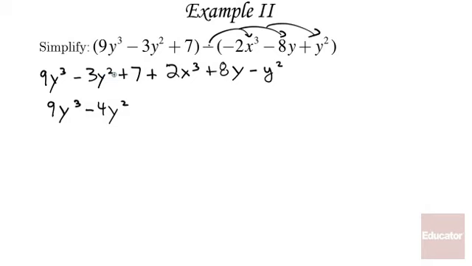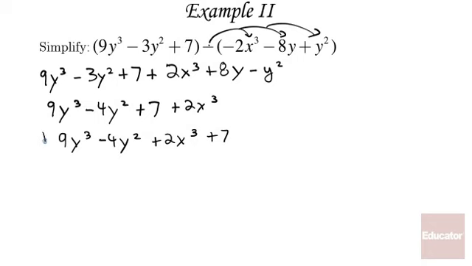Now I have a constant right here, negative 7 or positive 7, and I don't see any other constants. So that's just going to stay by itself. And then over here, I actually have an x cubed term. So this is going to also remain as it is because there's nothing I can combine it with. So this is going to give me 9y cubed minus 4y squared plus 2x cubed. Let's put the constant at the end here.